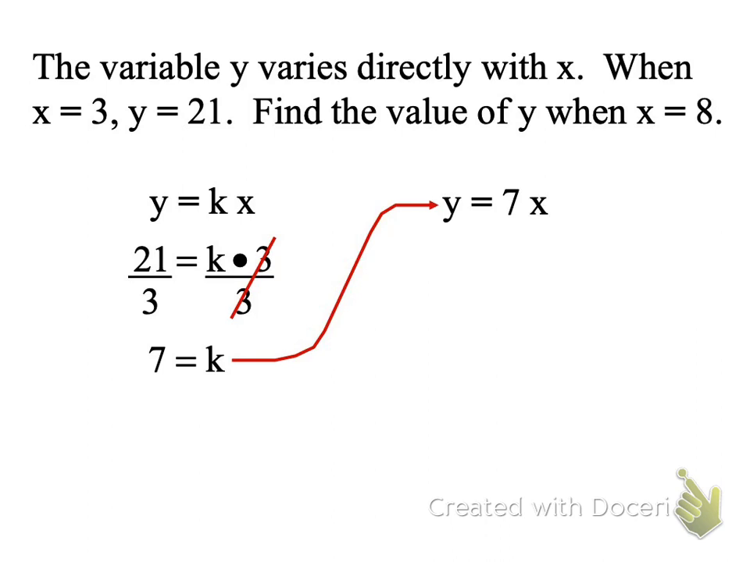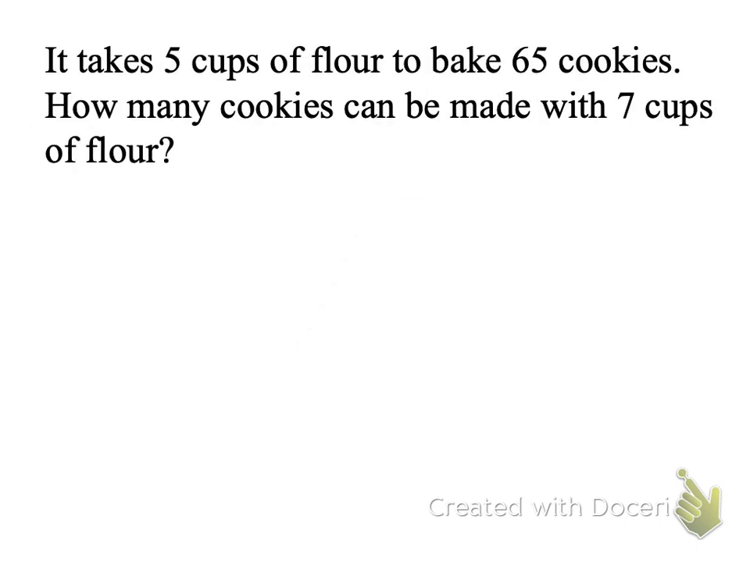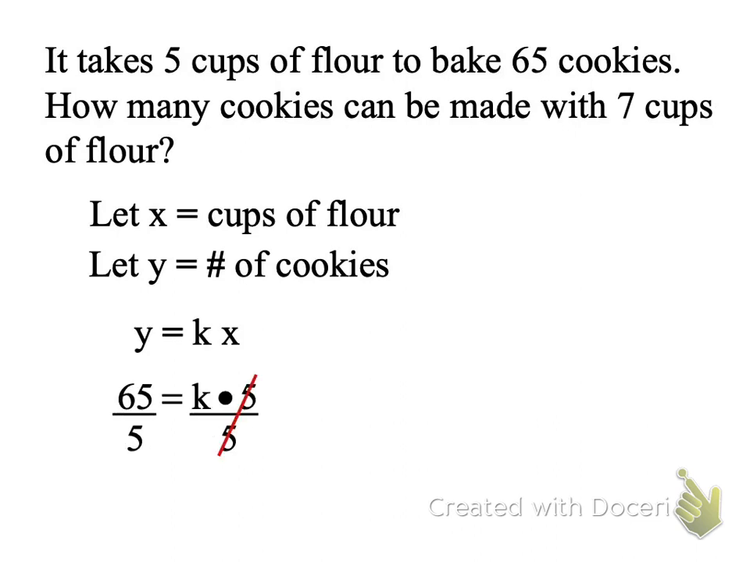okay, the variable y varies directly with x. Notice it doesn't say write the equation, okay? They give you data, you use it, you find your k. Did they ever say find k? It's implied. You use that equation to then find your data when given x. Do you understand the difference in the way they're done?